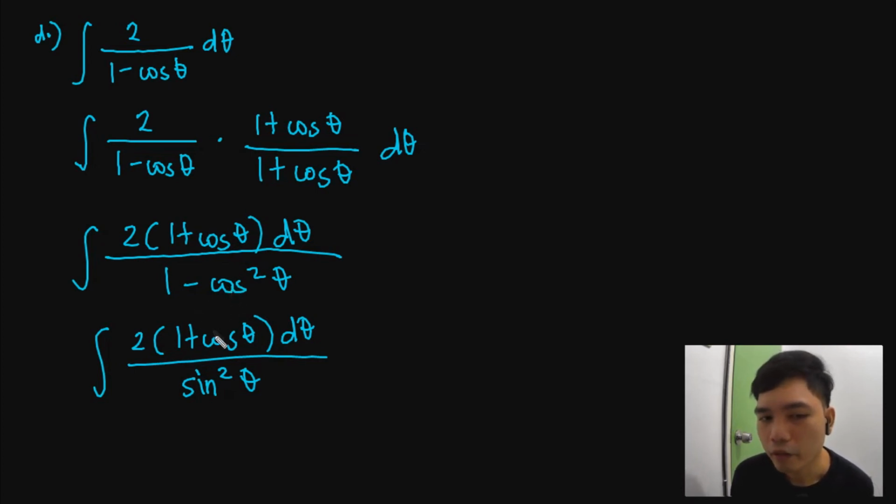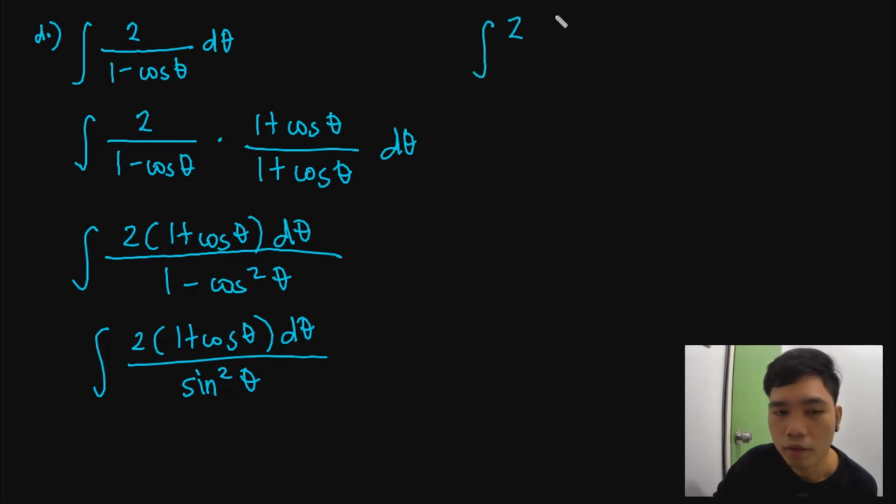Now remember, if I will be distributing our numerator, so magiging ano yan? Magiging 2 plus 2 cosine theta, okay? Ganyan, d theta. And then this one is sine squared theta.